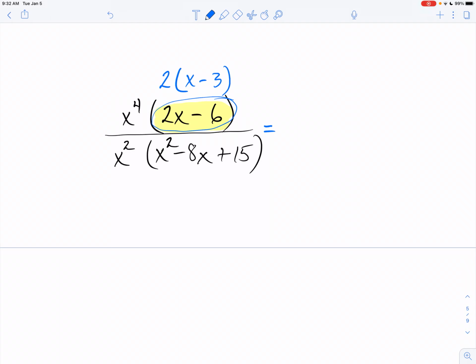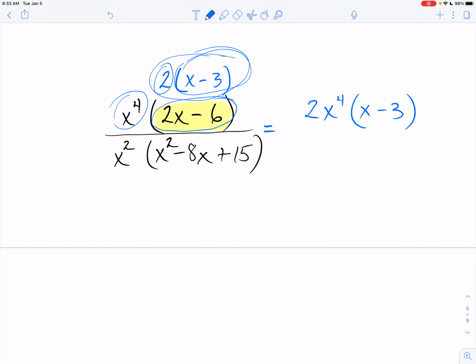When you factor stuff up, remember, you're not going to cancel until everything is factored. That's when you try to cancel stuff. So write it in the correct order. If I have a 2 and I have an x to the 4th and I have a binomial, I'm going to write it in this order. There's the number first, the letter second, and then the binomial. It's called being polite. That's it.